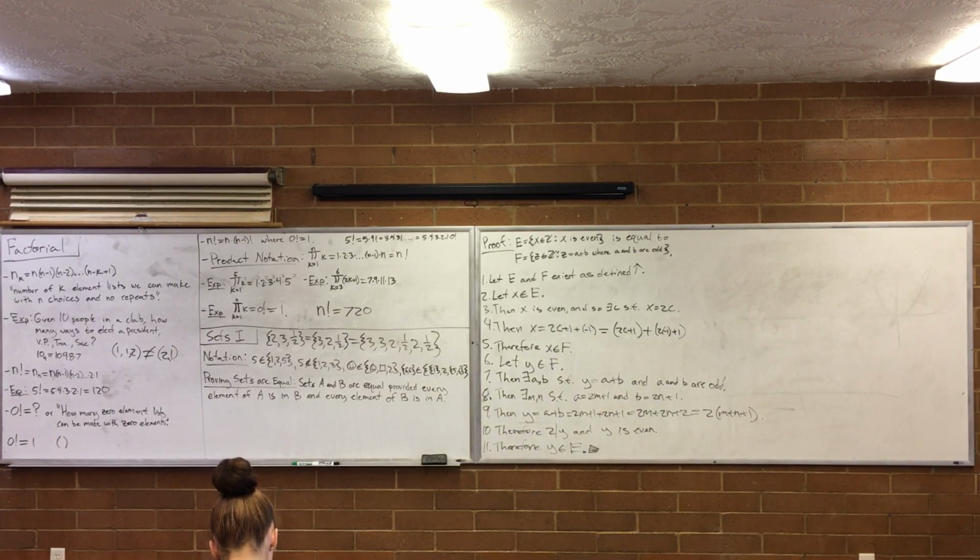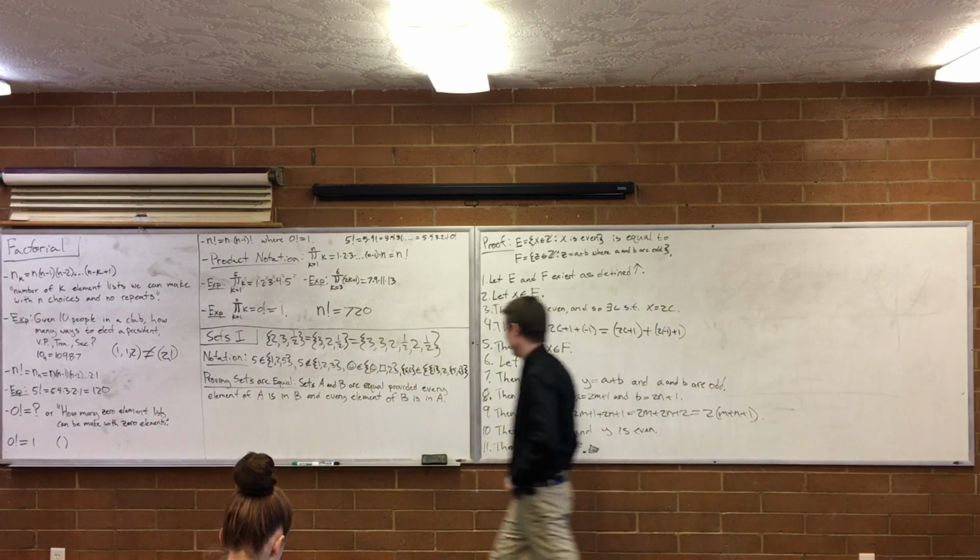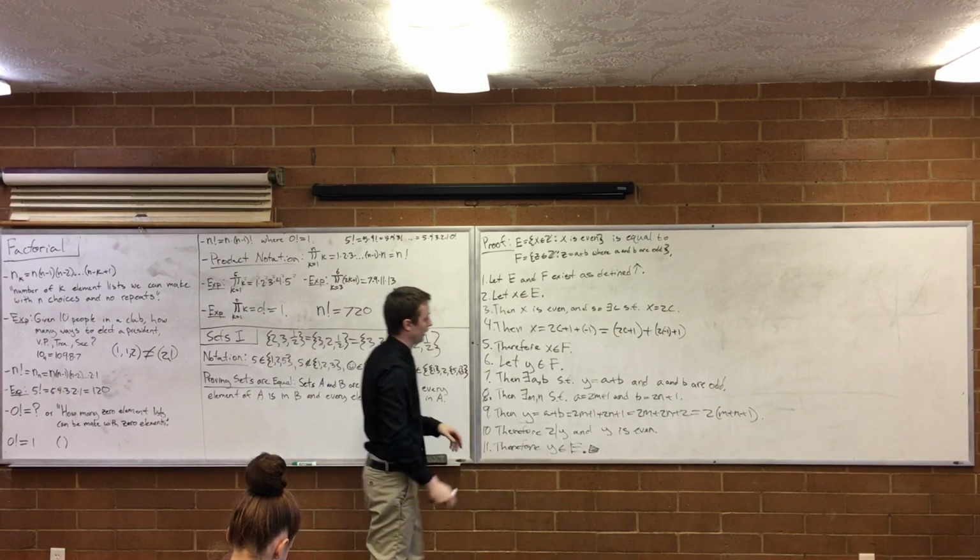So that's how you prove that two sets are equal. Show that every element in one set is in the other, and then every element in the other is in the one. If you kept track of what I meant by one in the other.